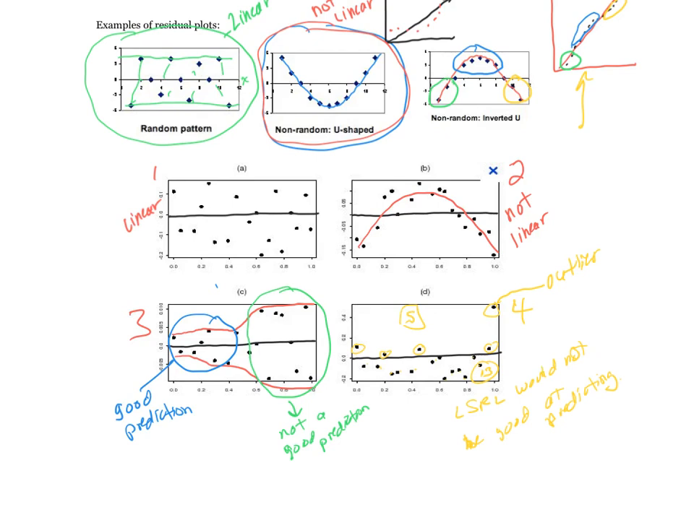So we want to see random scattered points around the x-axis. We do not want to see a pattern like in number 2. We do not want to see the spread of the residuals increasing as you go. This example number 3 actually has a name in statistics. It's called the plot thickening, which means the spread is getting thicker and thicker as we go. Okay, we don't want to see that. And we want an equal or pretty close to equal distribution of residuals around that x-axis. So in that 4th case, there wasn't an equal distribution, so the least square regression line would not be good at predicting.